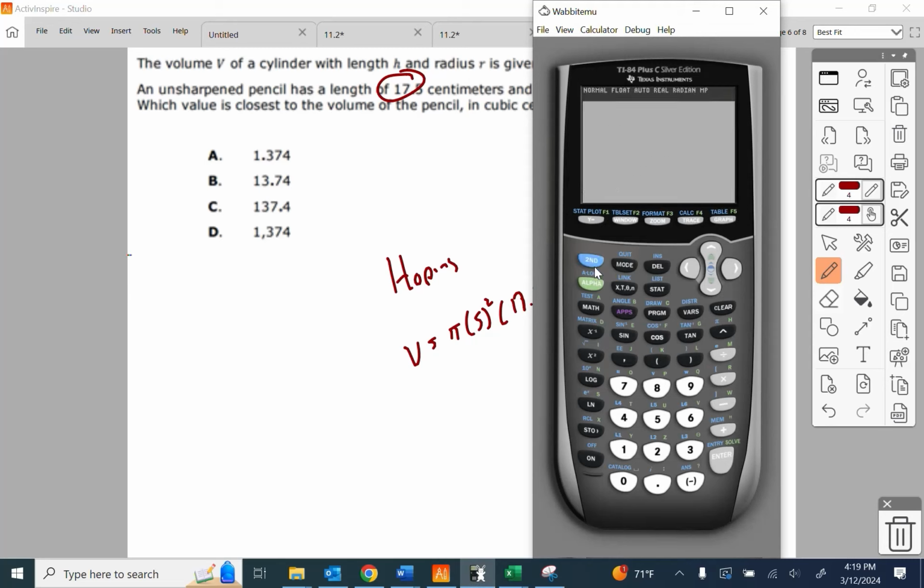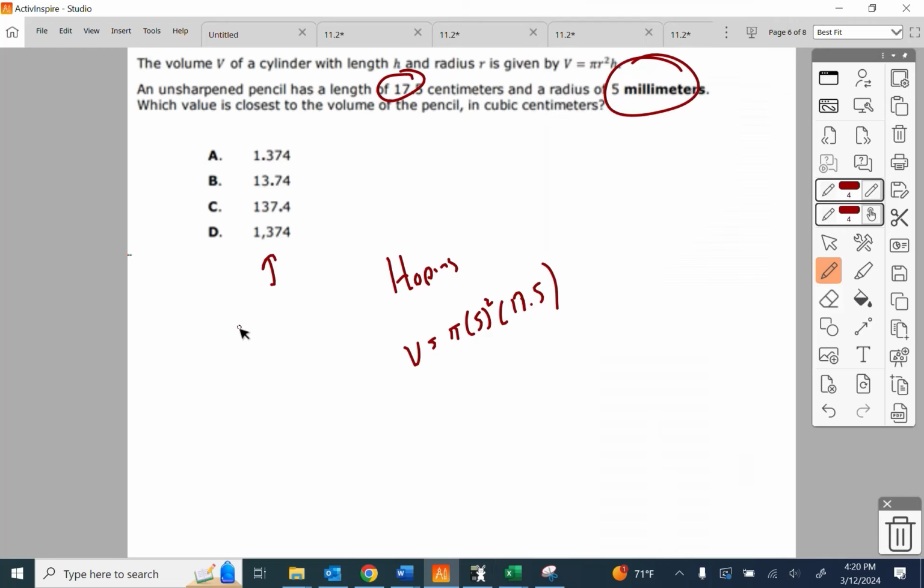Let's see if it is. Pi, if I can work it, pi 5 squared 17.5. Yeah, this is a very good distractor. That's what it is. It's a very good wrong answer.